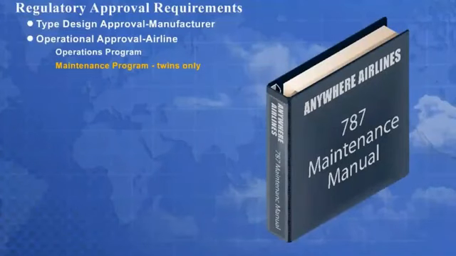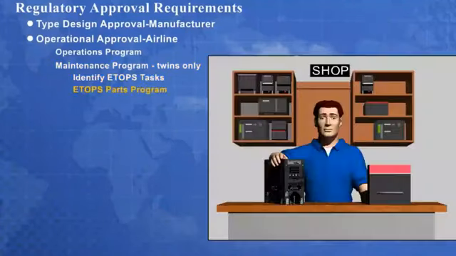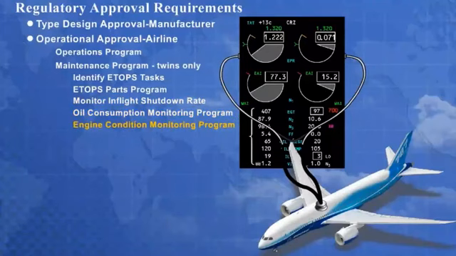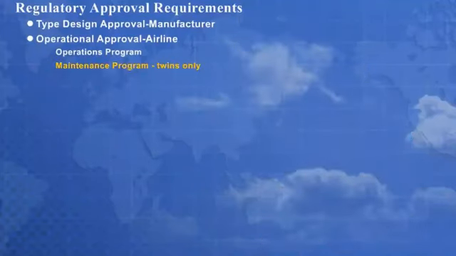An airline ETOPS maintenance program only applies to two-engine airplanes and must include the identification of ETOPS-related tasks, an ETOPS parts control program, monitoring of the airline's in-flight shutdown rate, an oil consumption monitoring program, and an engine condition monitoring program. This program is intended to identify engine anomalies early and also reduce the possibility of a problem during a prolonged single-engine diversion. An important element of an ETOPS maintenance program is the similar task concept.